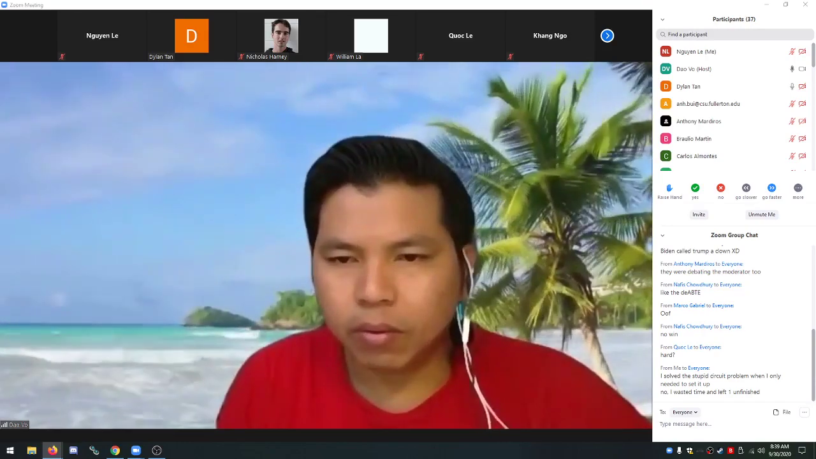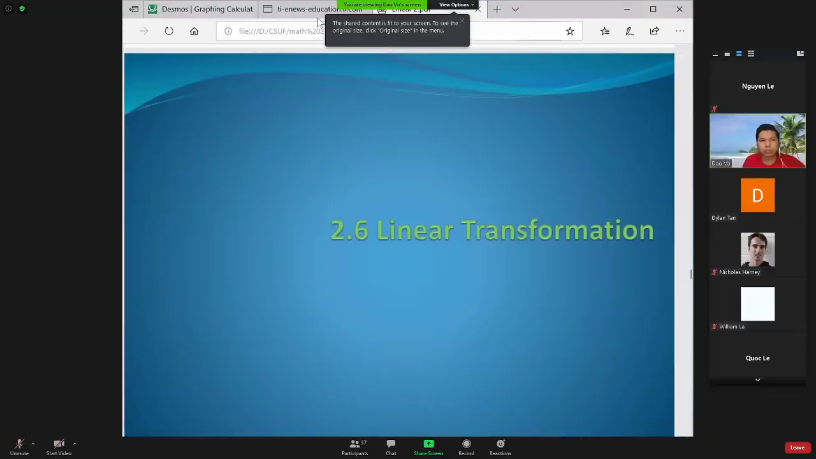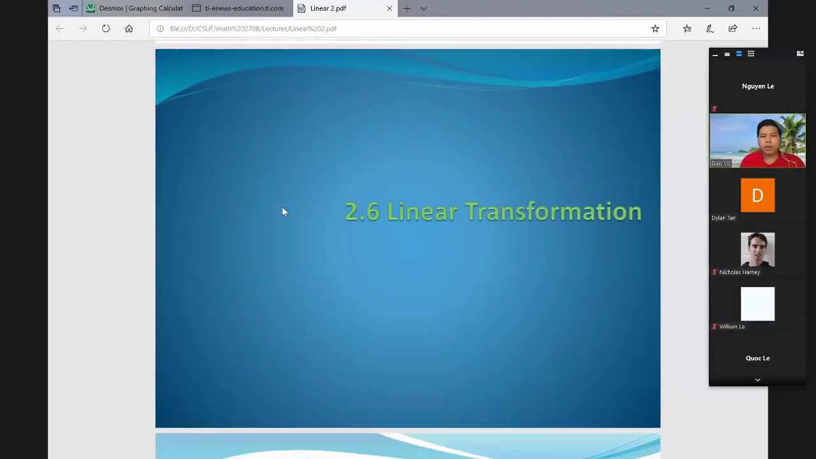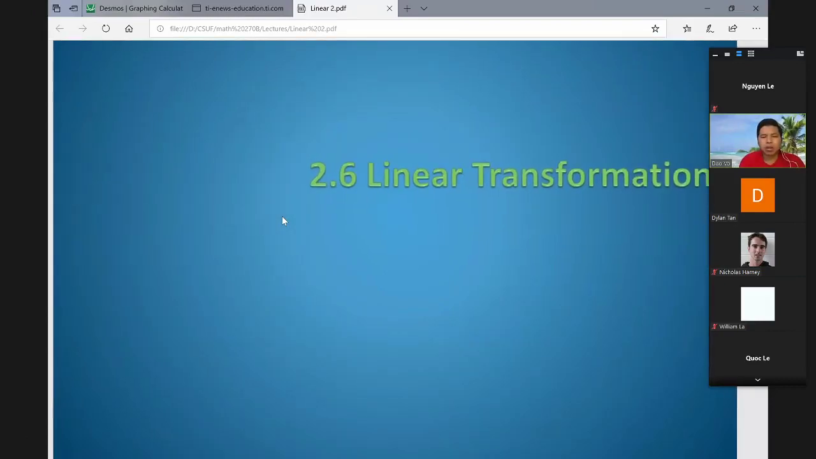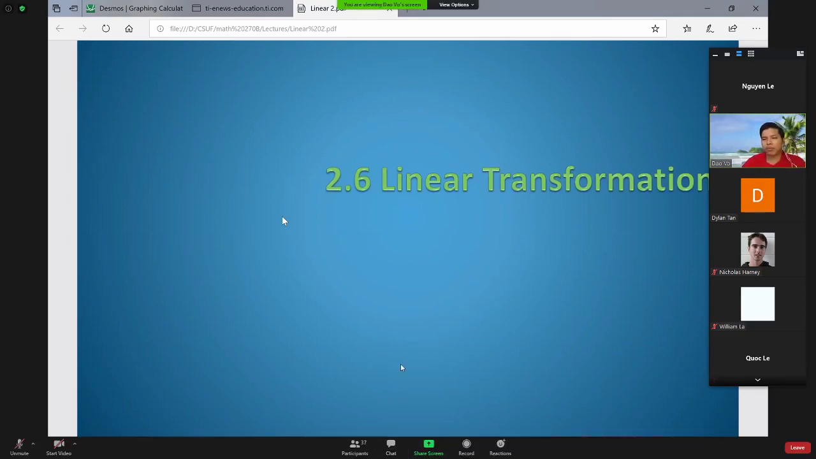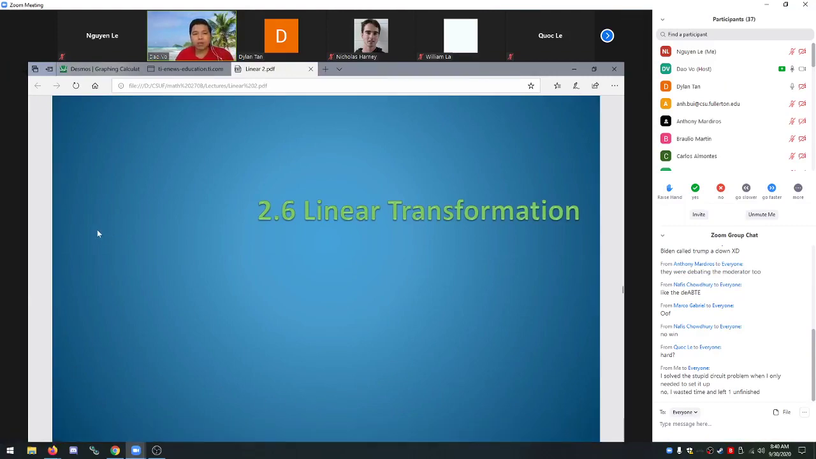All right, here we go. All right, so we're looking at section 2.6, linear transformations. We did talk about transformations before briefly in section 2.2, right? And as I said, we will have one section where we focus entirely on transformation, and 2.6 is something we can rely on. So 2.6 talks about linear transformation.